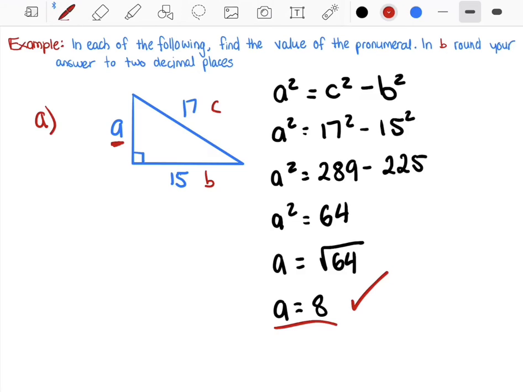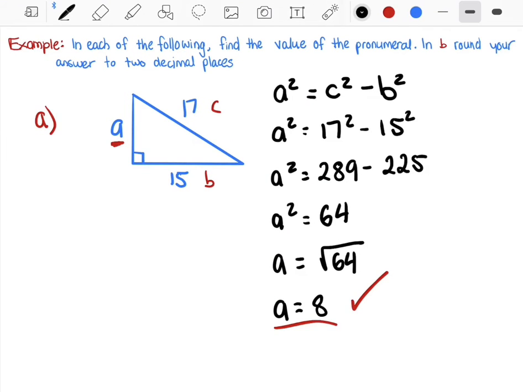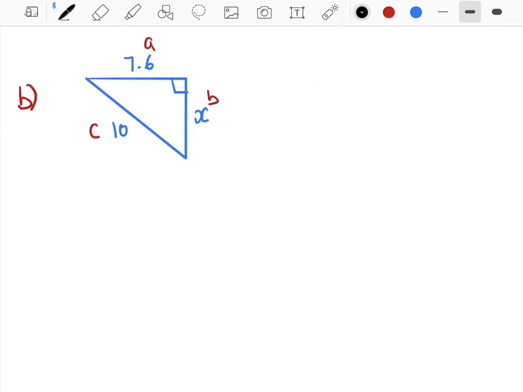This gave us a nice whole number, which was good. In this one, we're not going to get a nice whole number. It's not that nice, and this is why it asks us over here to round your answer to 2 decimal places. So we look at this and we've got 3 sides: your A, B and C.